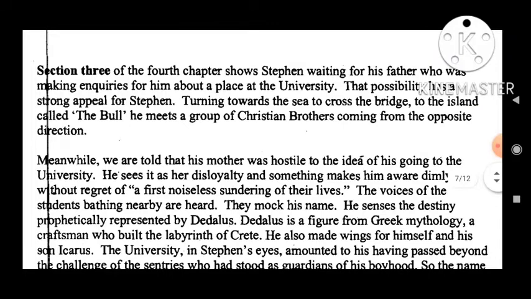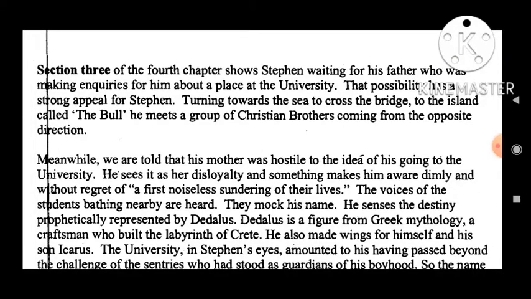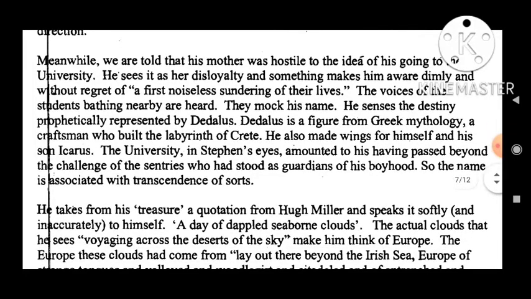Then section 3 of the 4th chapter shows Stephen waiting for his father, who was making inquiries for him about a place at the university. That possibility was a strong appeal for Stephen. Turning towards the sea to cross the bridge to the island called the Bull, he meets a group of Christian brothers coming from the opposite direction. Meanwhile, we are told that his mother was hostile to the idea of his going to the university. He sees it as her disloyalty, and something makes him aware dimly and without regret of a first noiseless sundering of their lives. The voices of the students bathing nearby are heard.